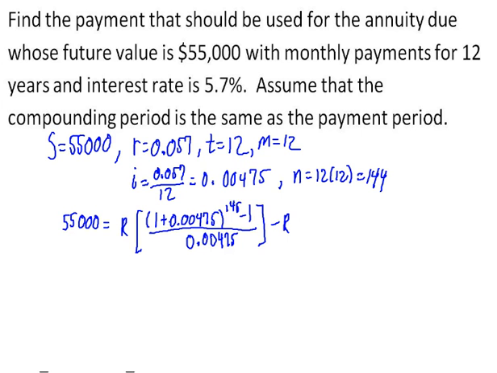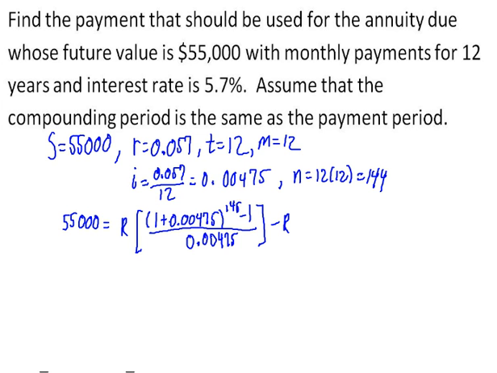So plugging those into the formula, we get that 55,000 is equal to R times the quantity (1 plus 0.00475) raised to the 145, because that's the 144 plus 1, minus 1, divided by 0.00475, and all of that minus R.